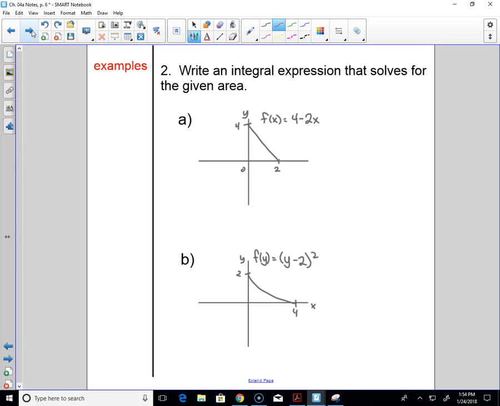Kiddos, how would you write an integral to solve these ones if they said, hey, here's a graph, here's a function, here's the area I want to find? How could an integral do this for me? What would you guys answer for the first one?